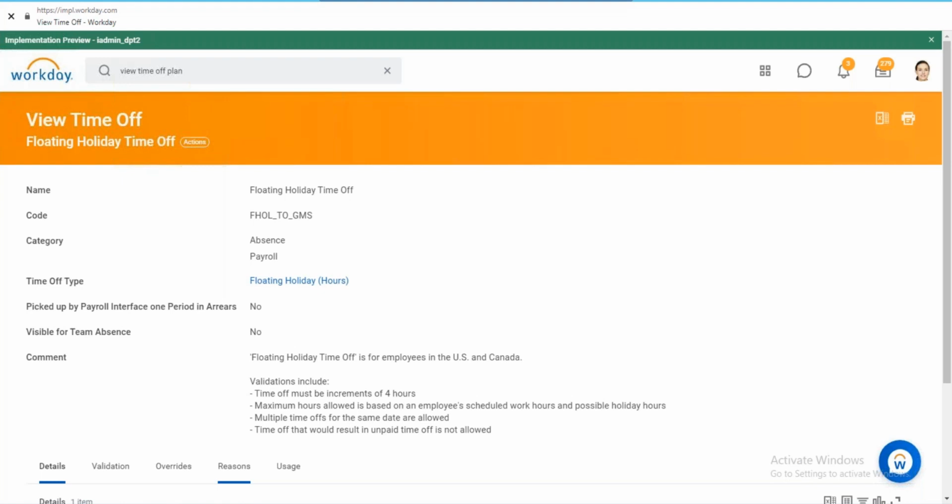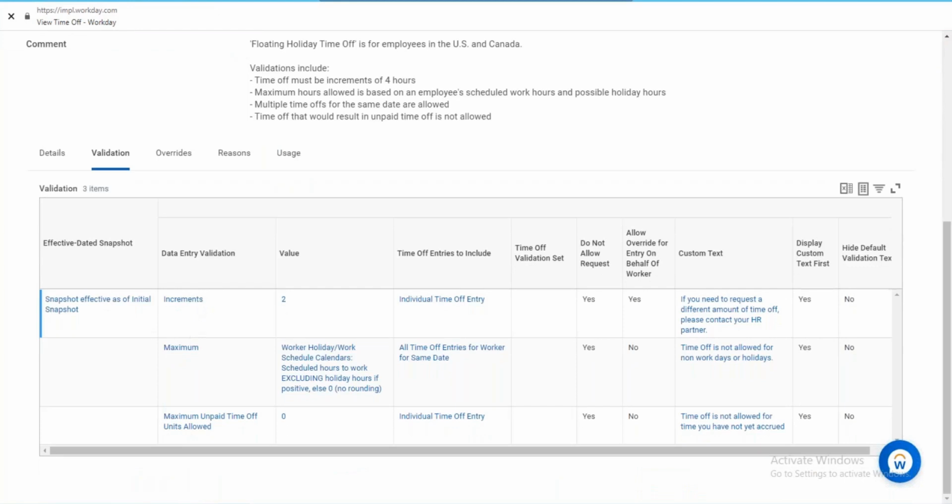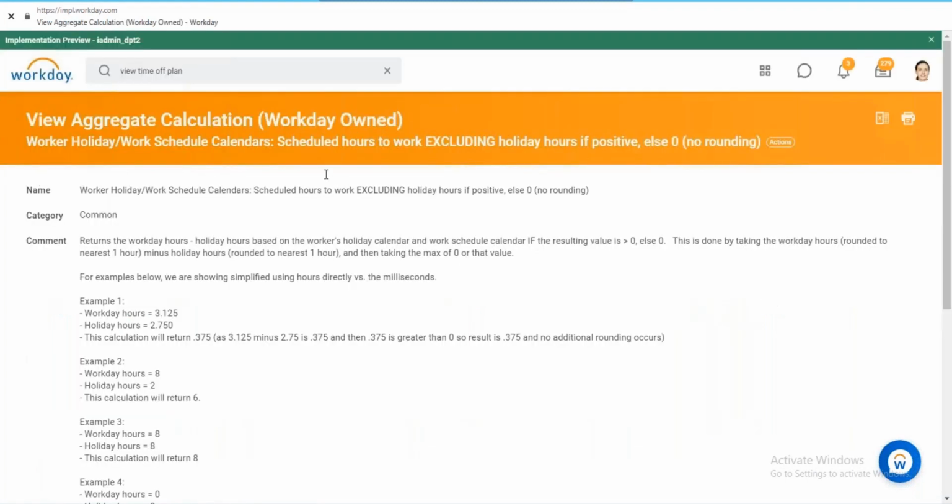Increments has to be 4 hours and maximum hour downloads. Maximum, this is the conditional calculation that he or she has created. That worker holiday work schedule calendar schedule, which means it will capture the hours from the scheduled day.